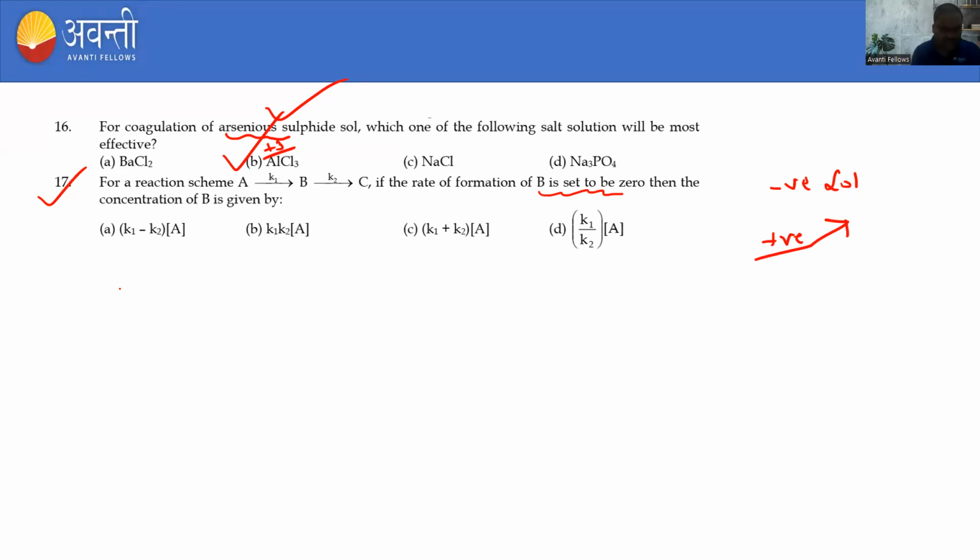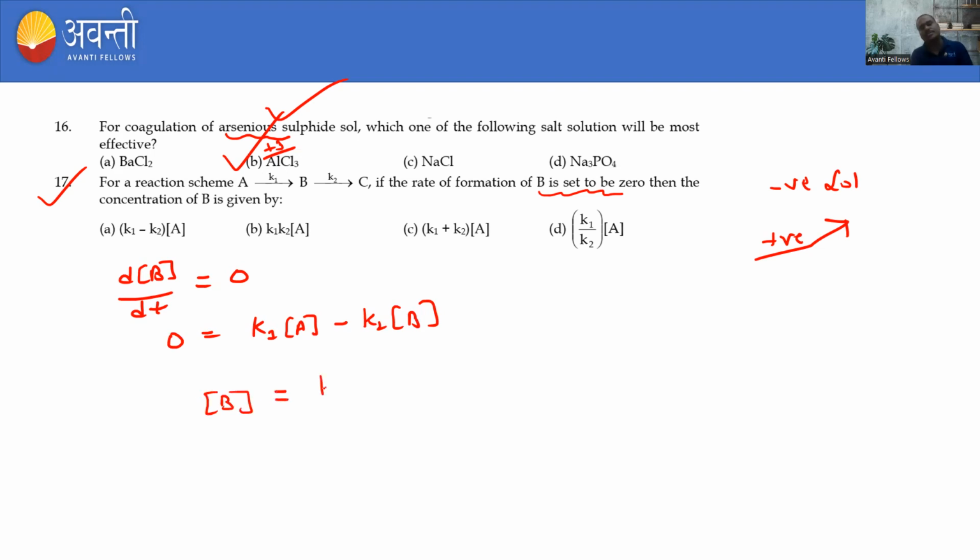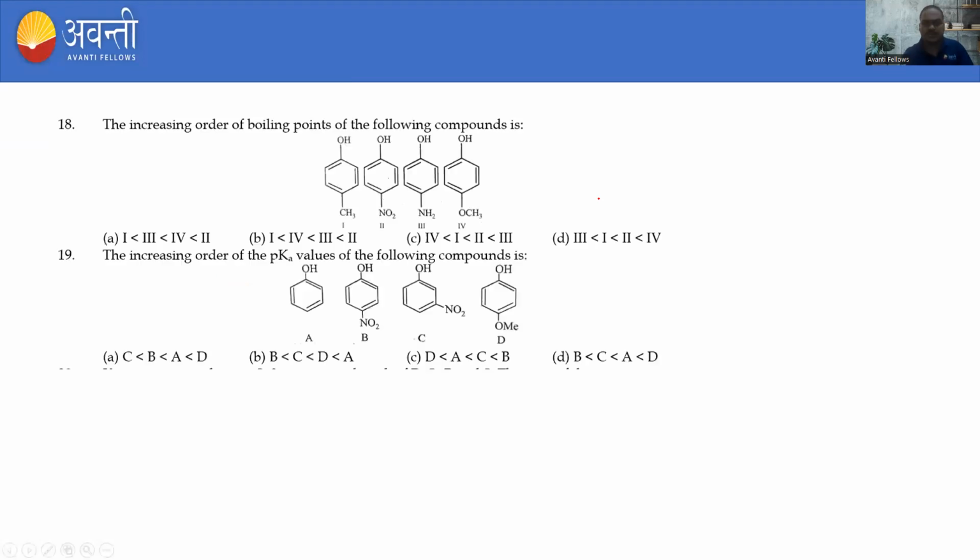So in this question, the given is dB by dt equal to 0. This is already given. So we can say that K1[A] minus K2[B] is equal to 0. Now, how will you calculate the concentration of B, beta? So you can calculate the concentration of B as K1 by K2 into the concentration of A. So which option is correct? That is option number D. Now, move to the next question, that is question number 18.